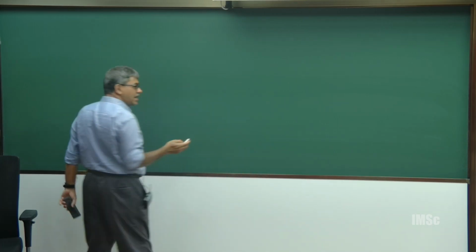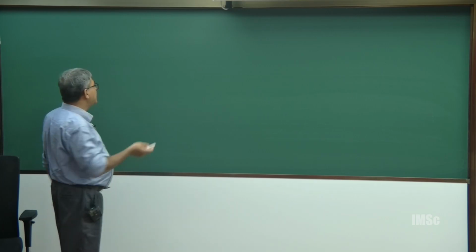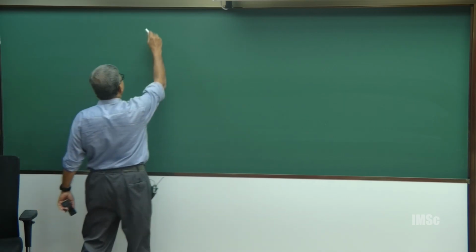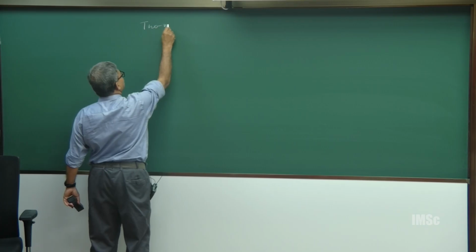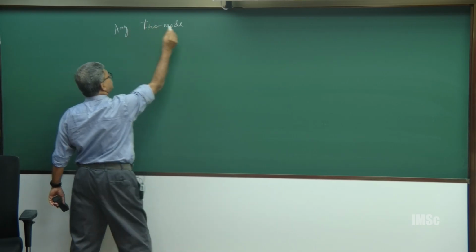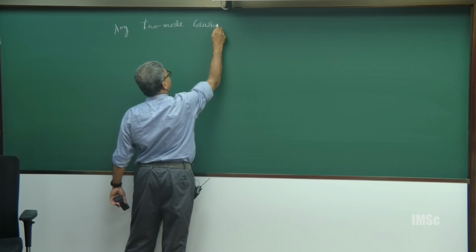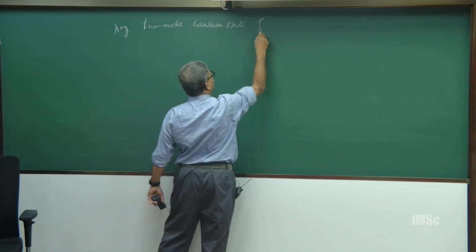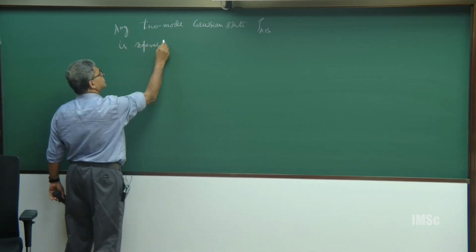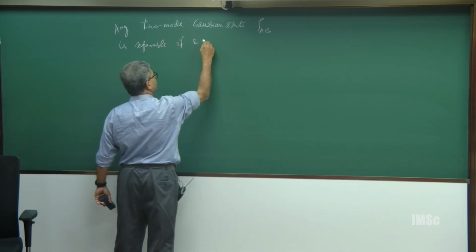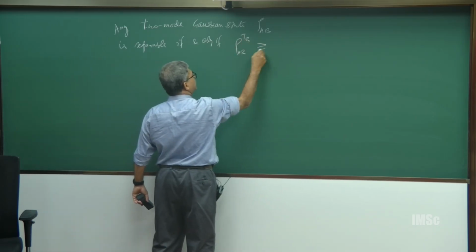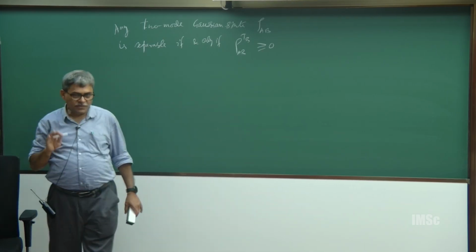I think what I discussed last class is about the... So, this is basically what we wanted to show: any two mode Gaussian state, let us say rho AB, is separable if and only if rho AB T_B is greater than or equal to 0, just like in the case of 2 qubit, right. This is what we wanted to prove.